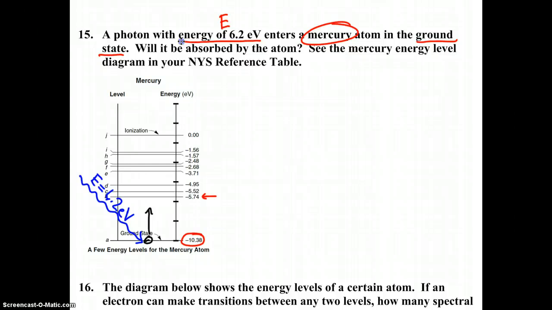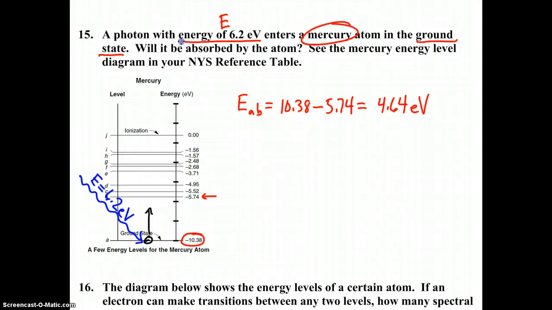So now we're just going to use method of elimination to see if we can figure this out. So we're going to look at how much energy is required to transition from A to B. Well, this would be very simple. 10.38 minus, in B, it would have 5.74. Well, when we subtract, go ahead and do that on your calculator. Pause the video if you need to. We get 4.64 electron volts. This certainly does not match 6.2.